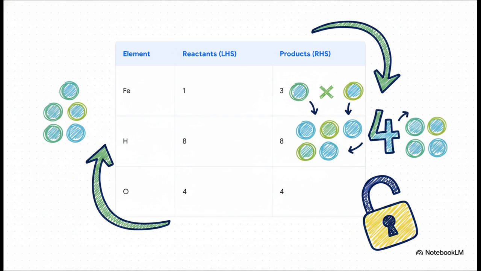We have 8 hydrogens on the left, but only 2 on the right. So what times 2 equals 8? 4! We'll put a 4 coefficient in front of the H2 on the right side. And just like that, our hydrogens are balanced, 8 and 8. Oxygen is still good, 4 and 4. We are so close now.